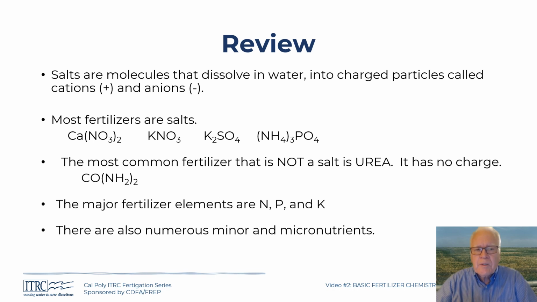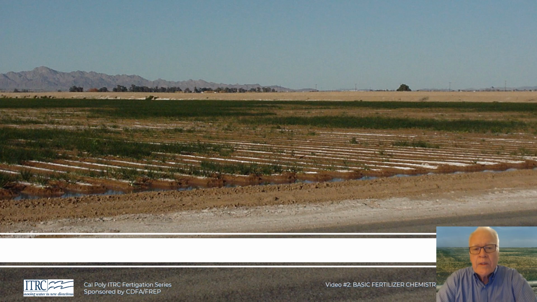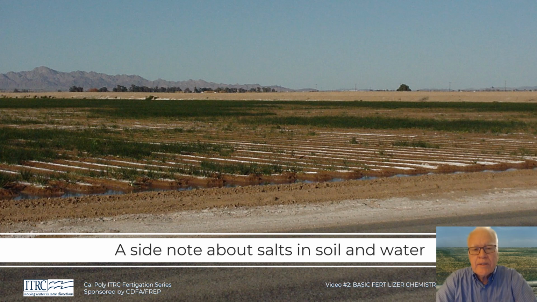So the most common fertilizer that we use in agriculture that's not a salt is urea, but it converts eventually to a salt in the soil after the urease enzyme works on it. Remember the major fertilizer elements are N, P, and K, and there are a lot of minor and micronutrients. A fertigation book can't cover everything, and salts are a major problem in Western agriculture, and I've even seen it in the tropics. And what you see here is obvious salt damage.